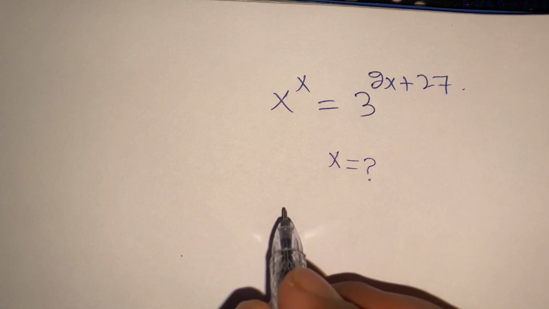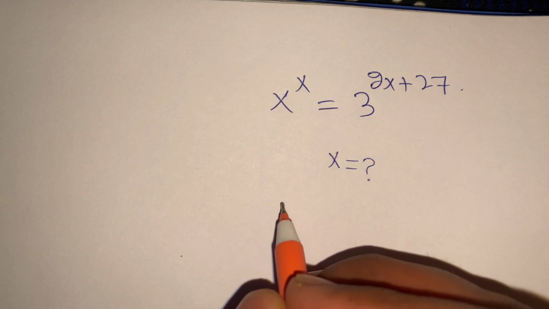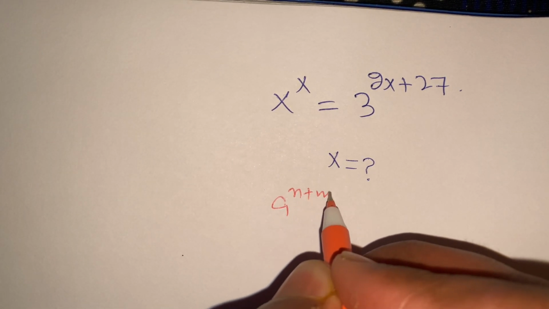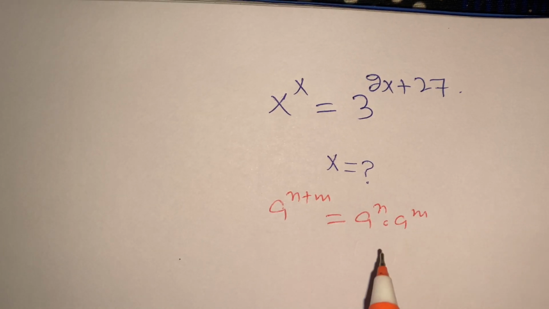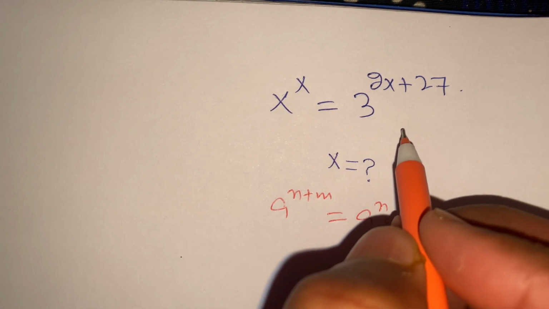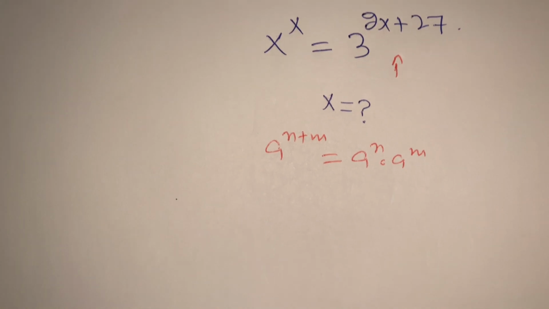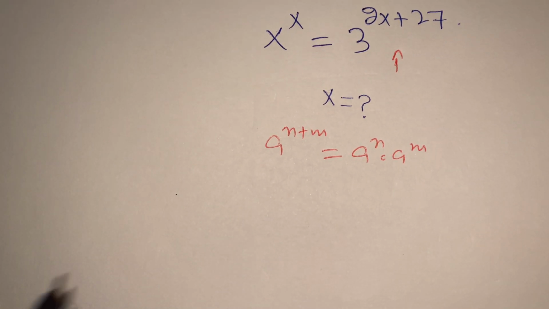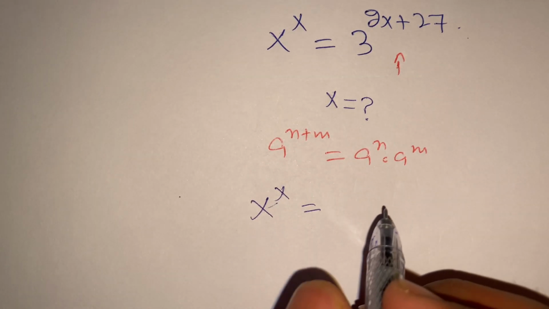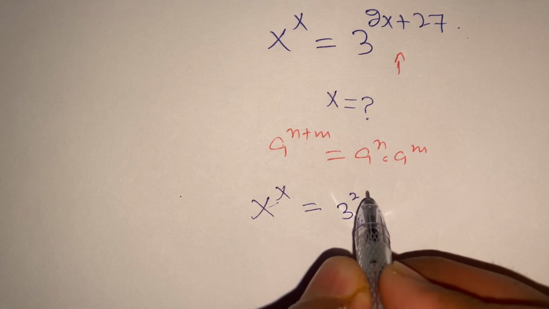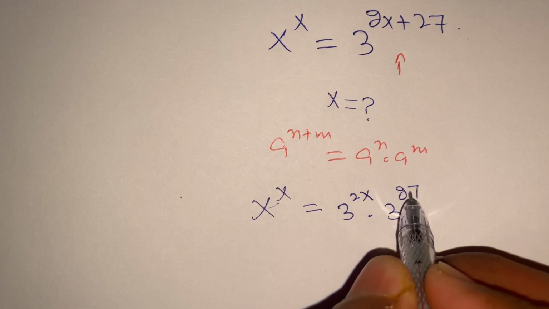Before moving to the next step, we must know this identity: if a^(n+m), then we can write it as a^n times a^m. Now we use this identity on the right hand side of our above equation. On applying this identity, we get x^x = 3^(2x) times 3^27.